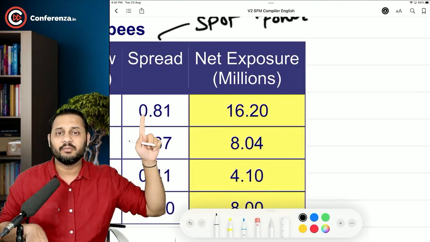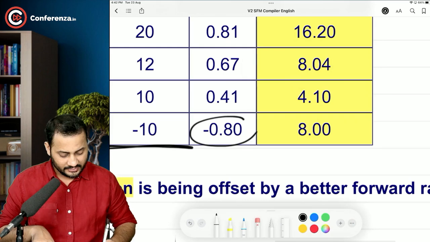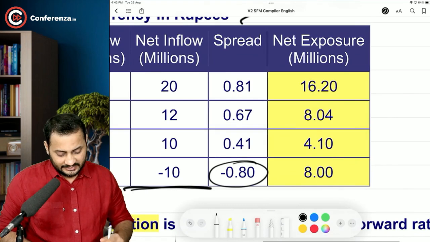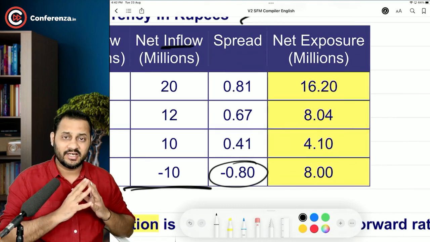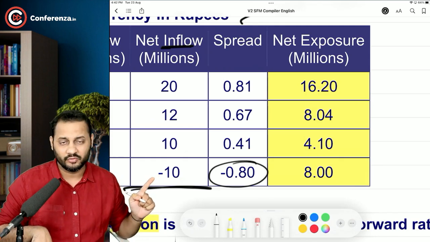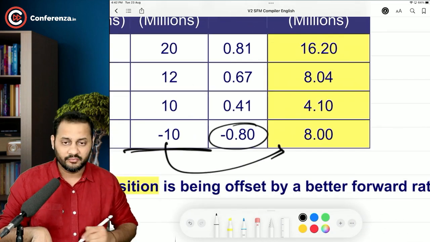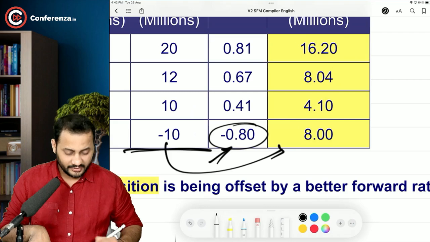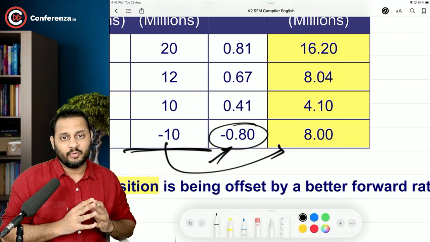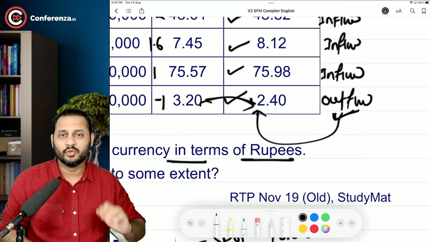Positive spreads mean you are getting a better forward rate in this case. And here they are saying that it's negative, but it's not a proper way of explaining. Since they have written it as net inflow, they had to write the 10 as net inflow in terms of negative, that means outflow, and that's why, to negate the effect of the negative sign, they had to write 0.80 also as negative. But it's a good sign. With 0.80, you are getting a lesser forward rate, so that's actually a good sign.